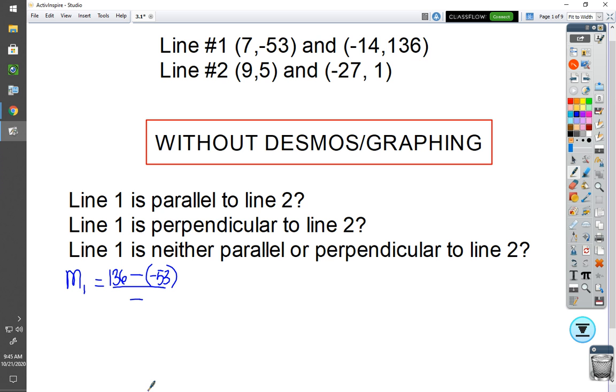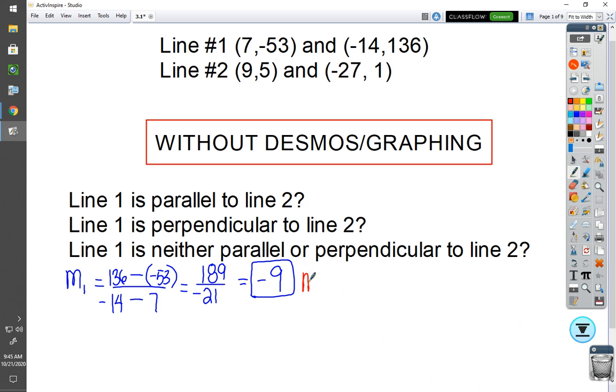And I'll do a negative 14 minus a 7. Grab my calculator. So the 136 and the 53 are both positive because of that double negative kind of thing going on there. And so when I add that, I get 189. And in the bottom, I get a negative 21. I take that number and divide it by 21, and I got negative 9. So the slope of the first line is negative 9.